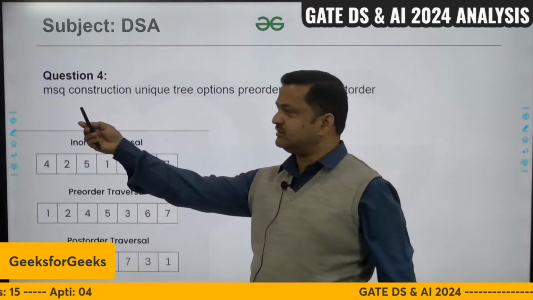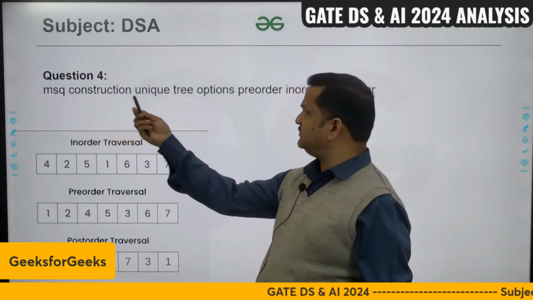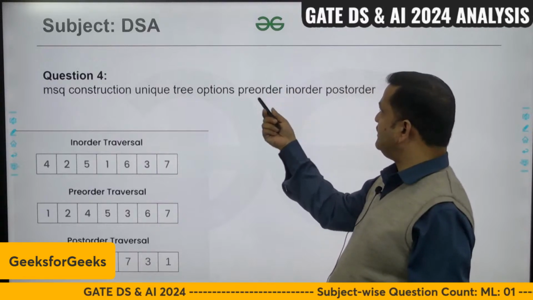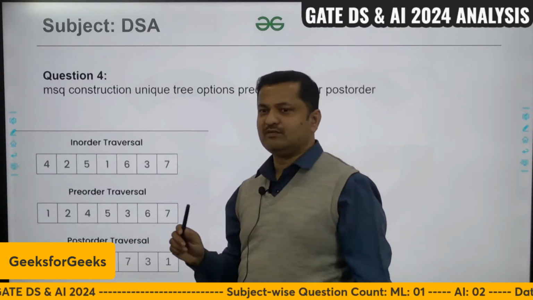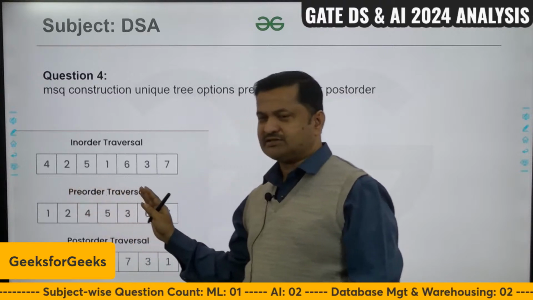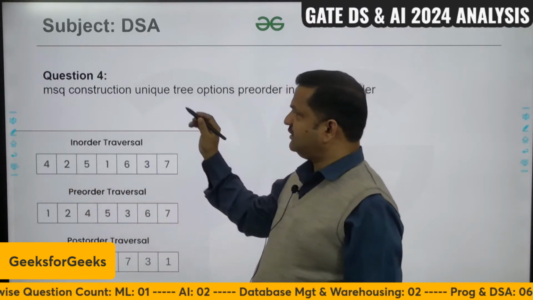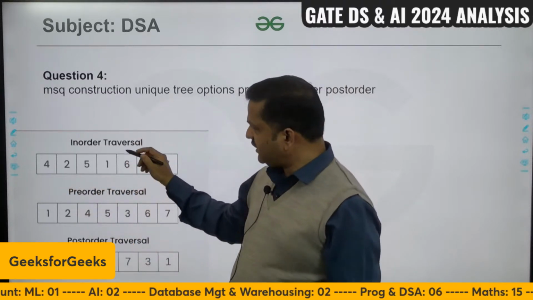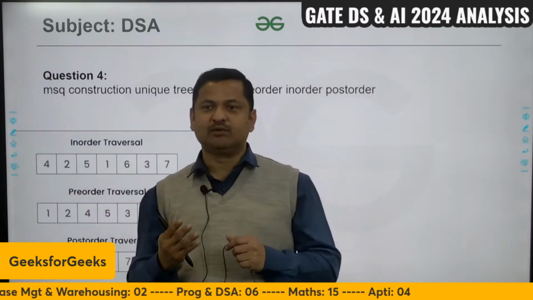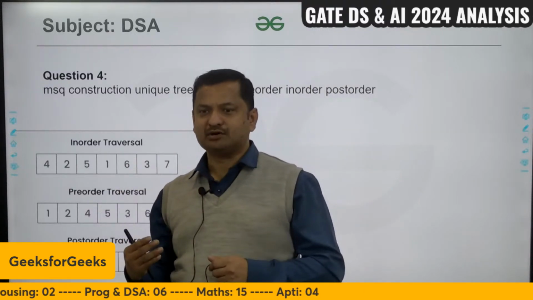We have only the question that there is a multiple choice question which is asking about the unit tree. There are some pre-order, in order, or post-order sequences given. So here we have prepared a similar question for you that say we have in order, pre-order, or post-order traversal. In that particular case, we must have two combinations so that we can reconstruct the tree.